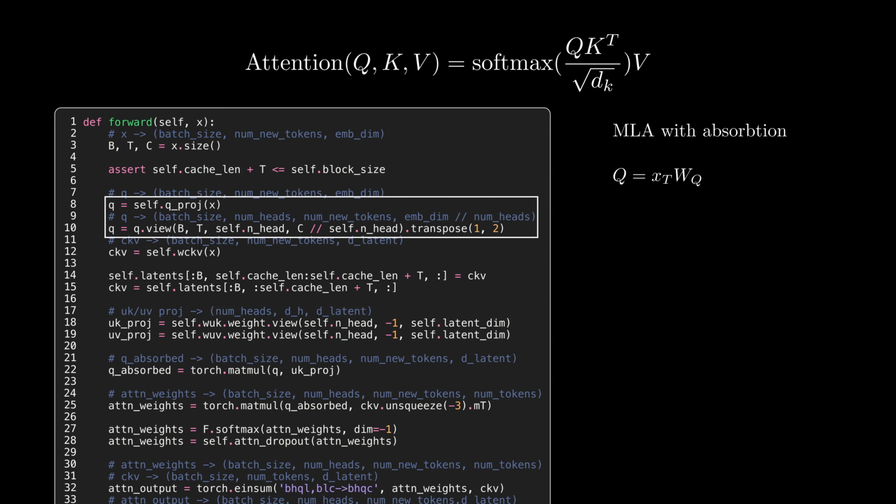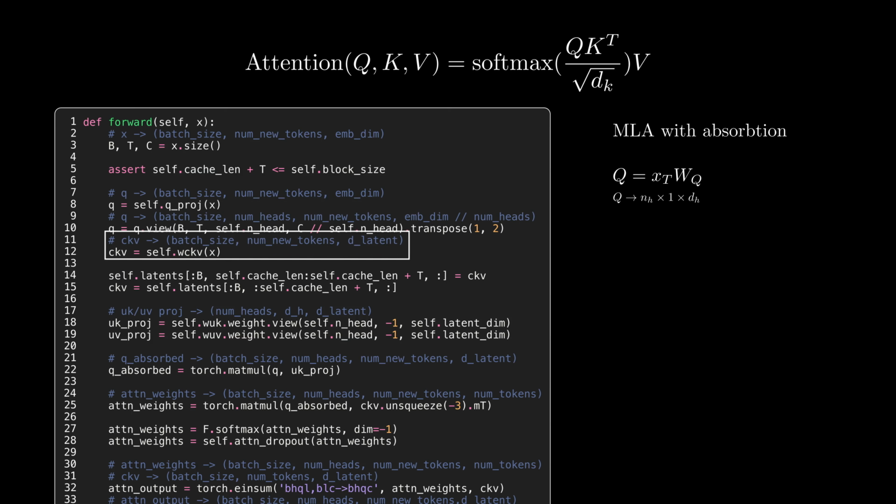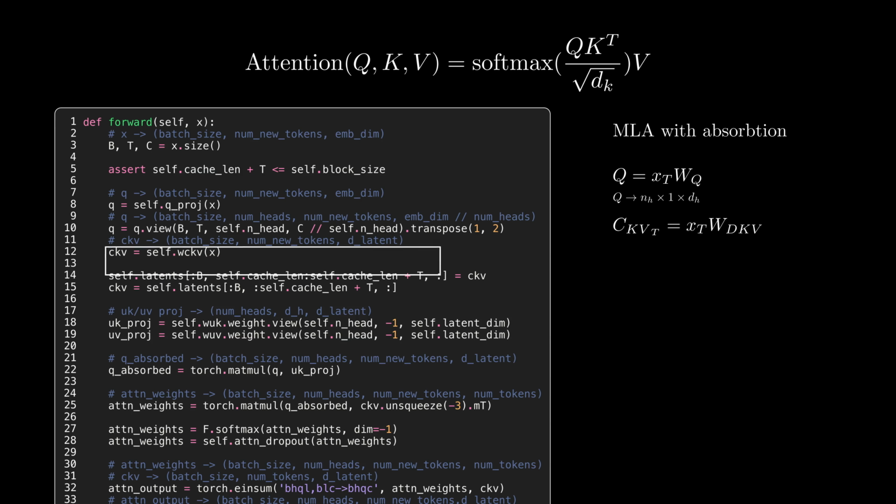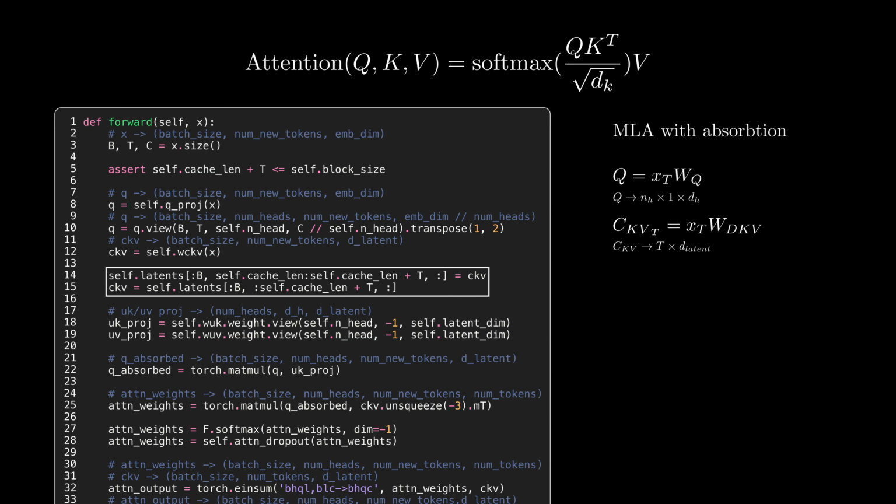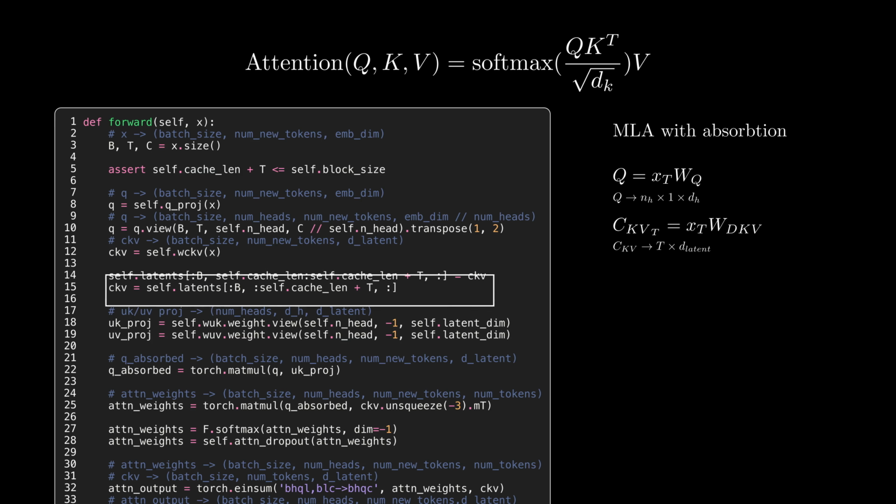We first compute the query representation for the newest token using WQ. After reshaping into multiple heads, the query tensor becomes of shape number of heads cross 1 cross head dimension. The sequence dimension here is 1 because during KV cache inference, we only generate query for the last token. Next, we compute the compressed latent representation, which is CKV, but only for the newest token. After concatenating this with the cached latents for all previous tokens, this tensor now represents the entire sequence.